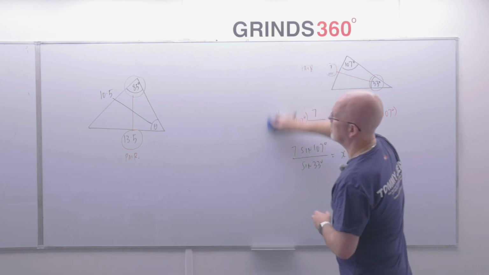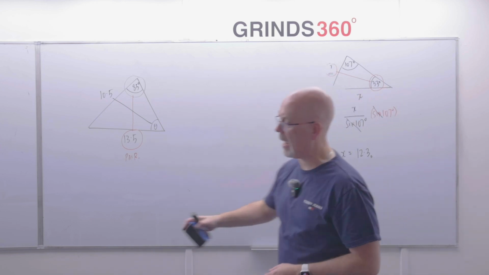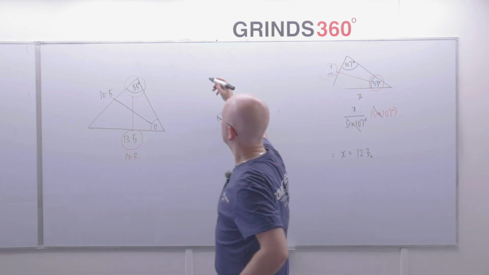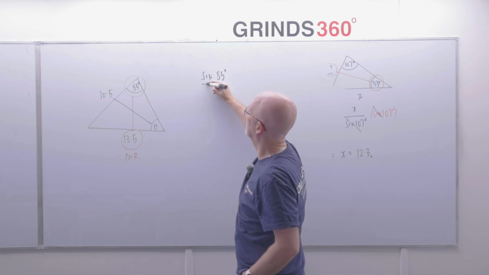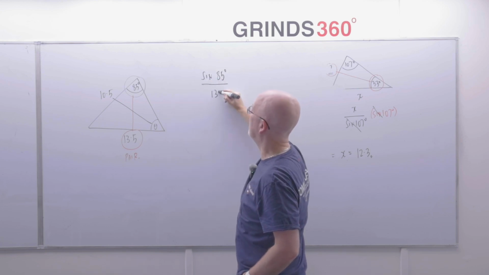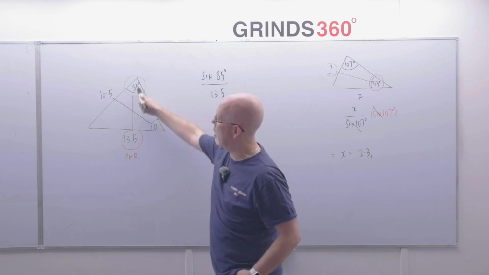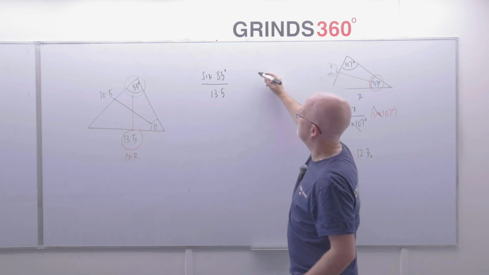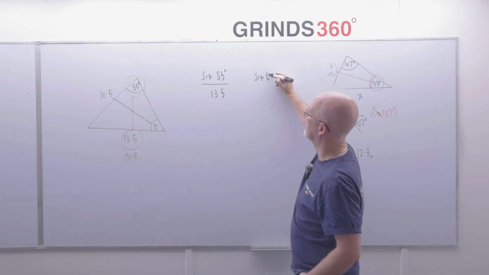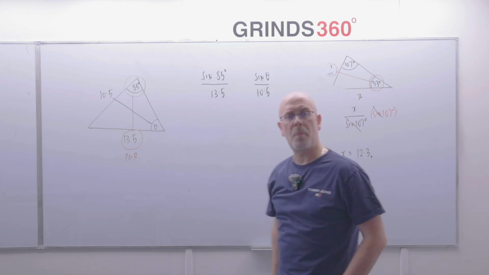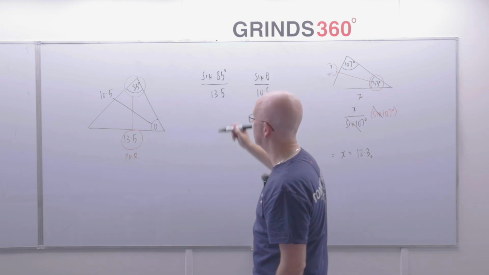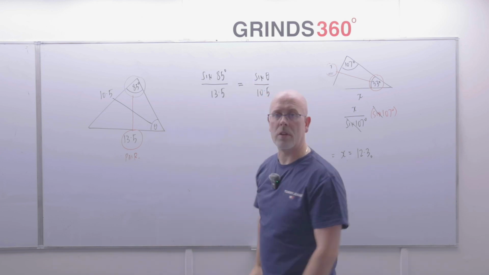Okay, so if I put the angles on top this time, so the pair I know, it's sine 85 degrees over 13.5. That's that pair written as a fraction. And then be careful, it's sine theta, not just theta, sine theta over 10.5. So there's the two pairs written as fractions. Remember, the sine rule tells you that those two are equal to one another.